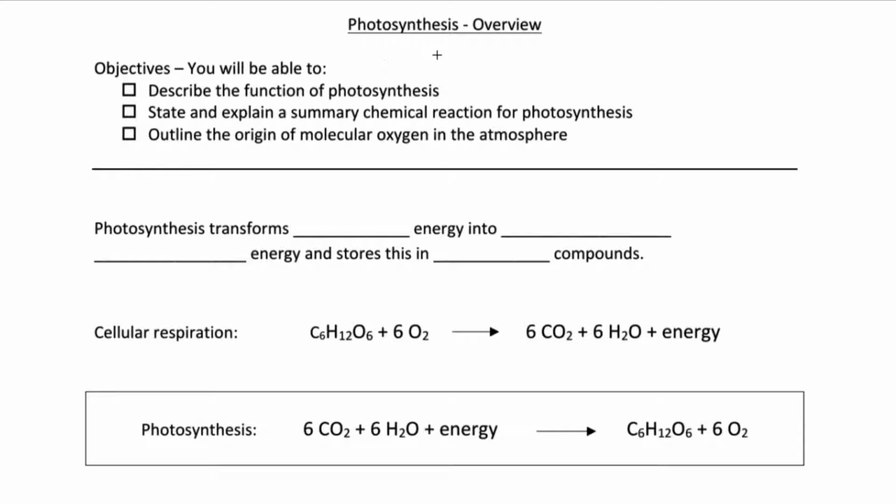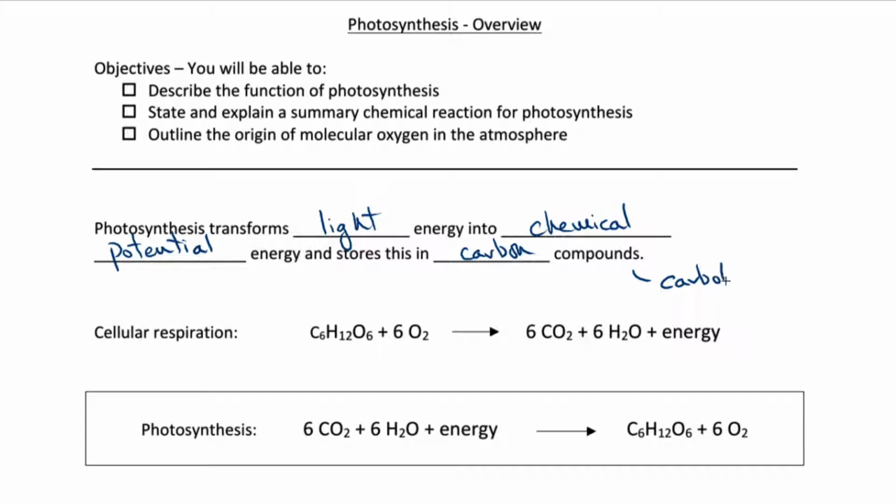This lesson's on photosynthesis, and here are the objectives. Photosynthesis performed by plants transforms light energy into chemical potential energy, and then it stores that chemical potential energy in carbon compounds, specifically in carbohydrates.